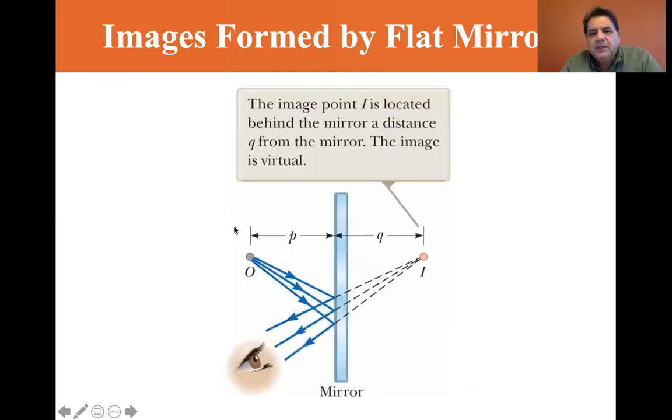discuss it briefly. If you look here, the image point I, the image, is located behind the mirror at a distance q from the mirror. The image is virtual. In other words, the rays emanating don't really go through the image. That makes it virtual as opposed to a real image.